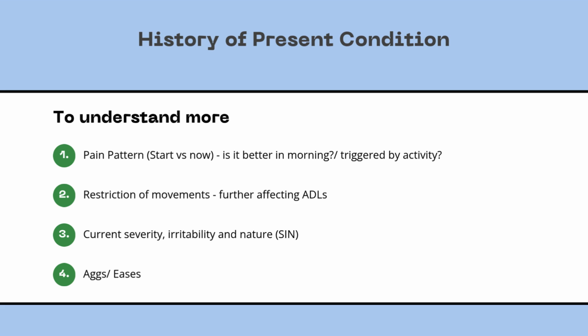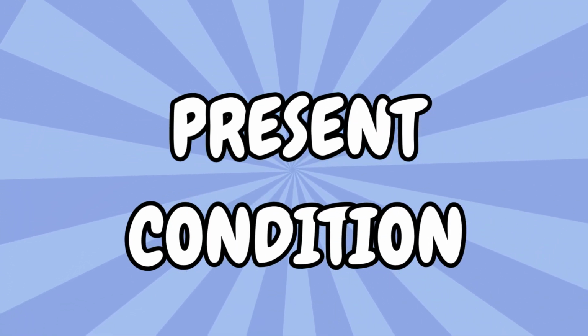We would like to know the patient's current condition: how intense the pain is, how often it comes on and goes away, and whether the pain is sharp or dull. Is anything making the pain better? Is anything making the pain worse? We need to take all those factors into consideration before making a hypothesis. That is your present condition section.